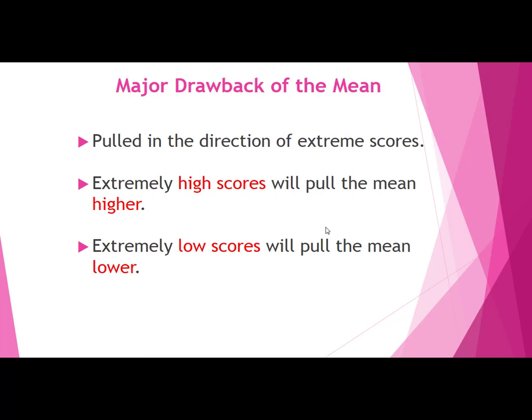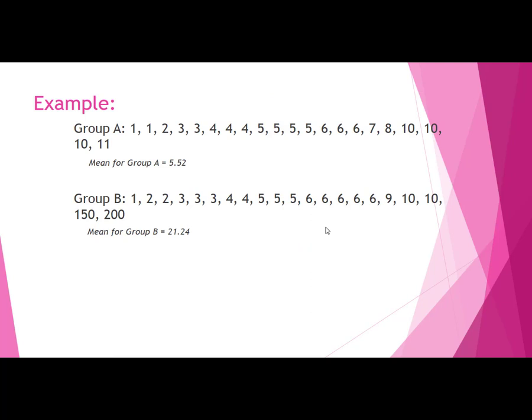Alright, so major drawback of the mean. The mean is pulled in the direction of extreme scores. So if you have extremely high scores, it will pull the mean higher. If you have extremely low scores, it will pull the mean lower. What do I mean by that? Let's look at this. Group A, we have just numbers 1 through 11, thrown in here.